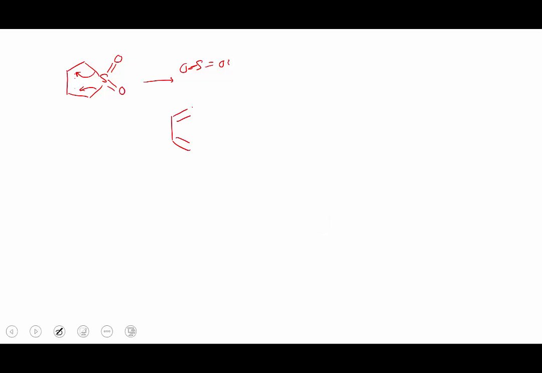Now the problem with the butadiene is that once it was made, if it was made in the S-cis conformation, it wasn't going to stay there, because these two hydrogens right here are right on top of each other. So the molecule would have reverted to its more stable form, S-trans, and it would never have reacted with the maleic anhydride.